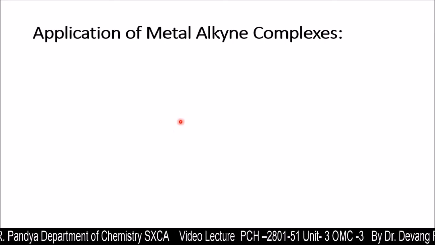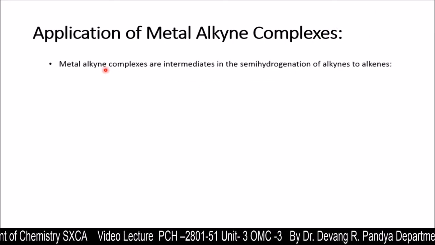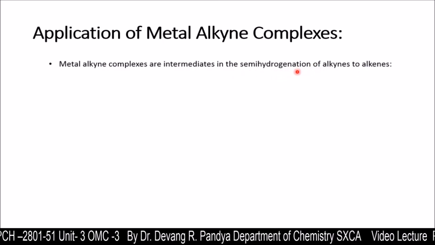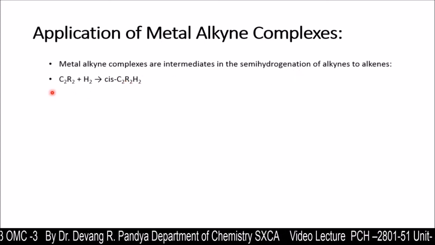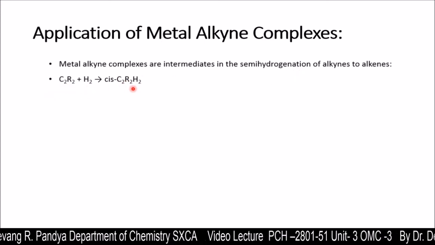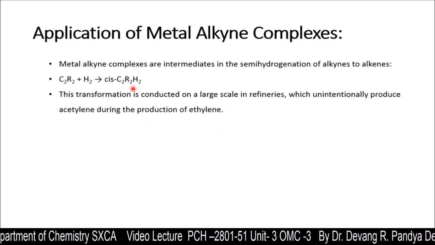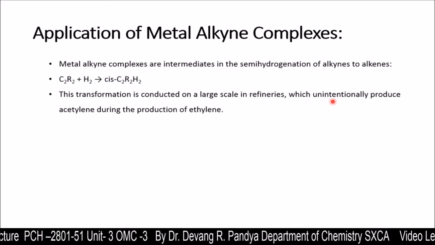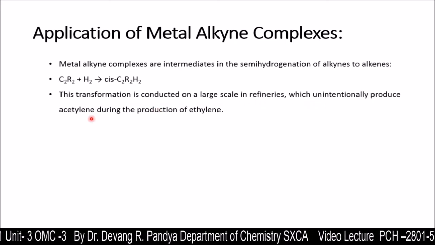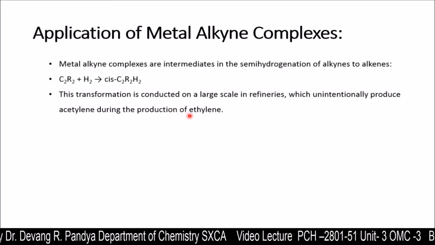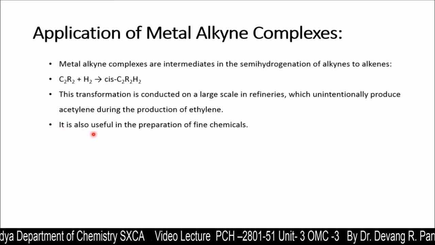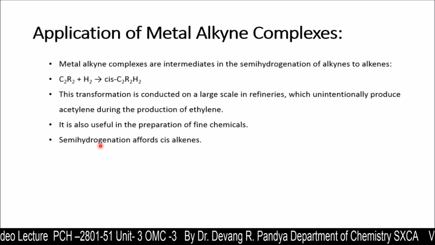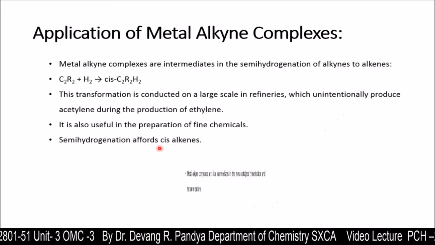Now applications of metal alkyne complexes. Here you can see that metal alkyne complexes are intermediates in the semi-hydrogenation of alkynes to alkenes. So for alkyne to alkene conversion we can use this. You can see C2R2 plus H2 gives C2R2H2. This transformation is conducted on a large scale in refineries, which intentionally produce acetylene during the production of ethylene. It is also useful in the preparation of fine chemicals, and semi-hydrogenation affords cis alkenes.